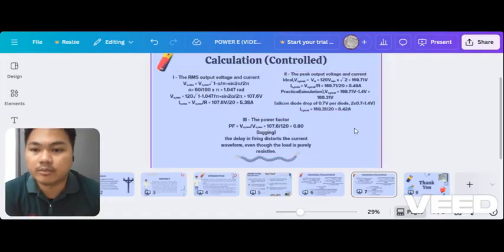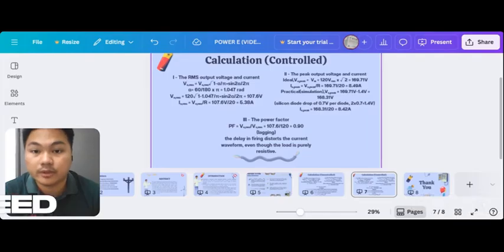First one, we calculate the RMS output voltage and current. So the V naught RMS equal to Vs RMS times square root of 1 minus alpha over pi plus sine 2 alpha over 2 pi. The alpha given is 60 degree. So we change from degree to radian, which is 60 over 180 times pi, equal to 1.047 radian. So we insert the value: 120 times square root of 1 minus 1.047 over pi plus sine 2 alpha over 2 pi, equal to 107.6 volt.